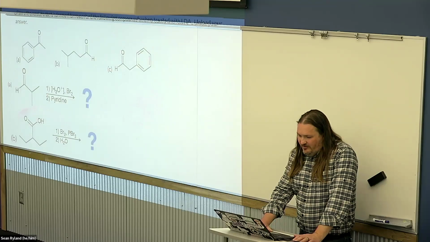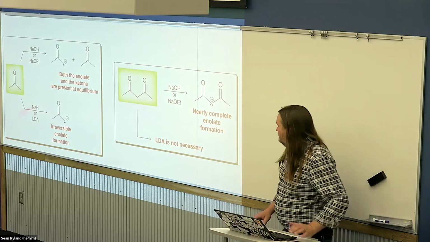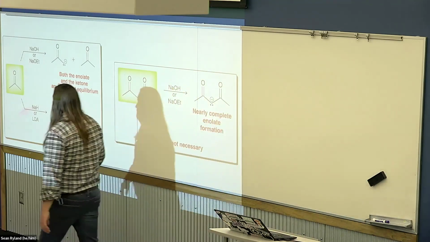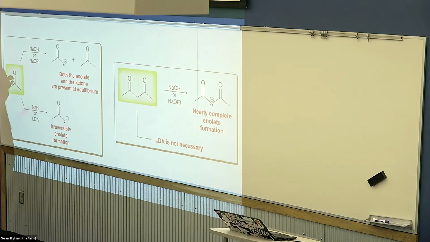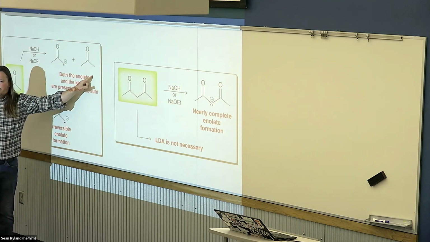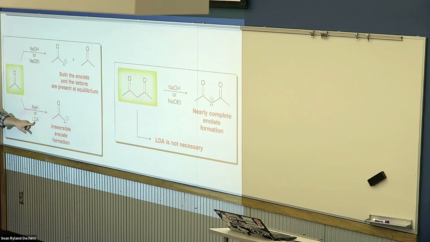Go back to the review slide for a second. We want to put it in a situation where we don't have both of these present. Yeah, so using LDA. So use LDA, which makes an irreversible enolate formation, and then that opens you up to sequencing your reactions too. Do this first and then add the second aldehyde.